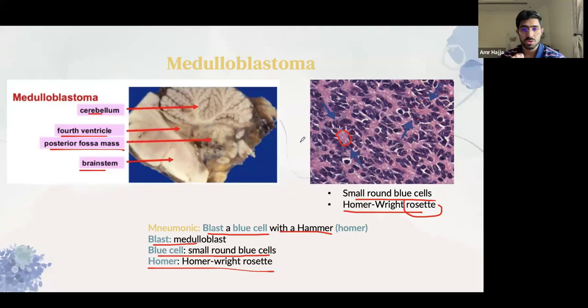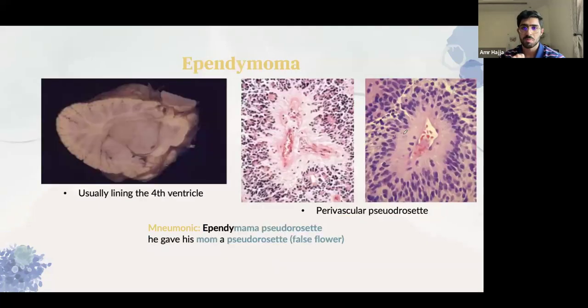Then after medulloblastoma, we have ependymoma, which is the last one. Ependymoma is a tumor of the ependymal cells, which line the ventricles. So where are we expecting them to be? Around the ventricles. Most importantly and most commonly, they're found lining the fourth ventricle. So a scenario might say that a tumor is invading the fourth ventricle, causing hydrocephalus, and so on.